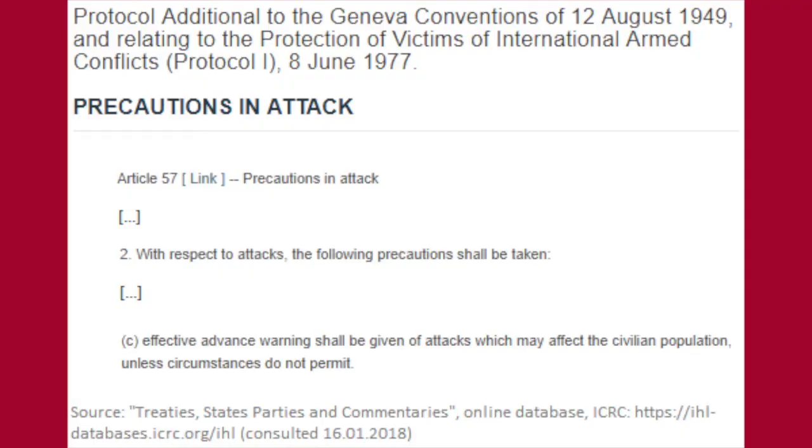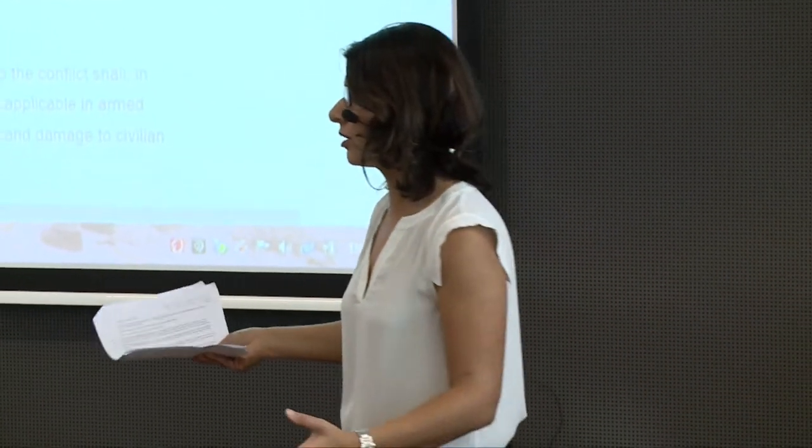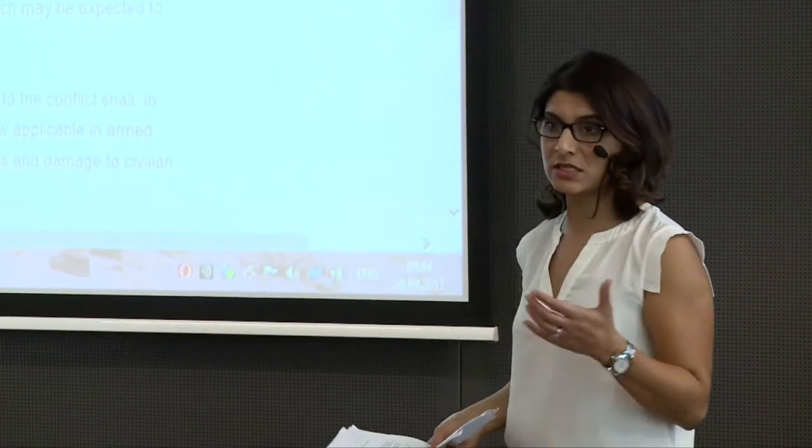I should also just mention quickly the feasible precautions. Article 57 also talks about giving effective warnings to civilians. I sometimes have these conversations with armed actors, and they say, oh, we don't want to tell people when we're going to launch an operation. I understand that. The element of surprise is essential.